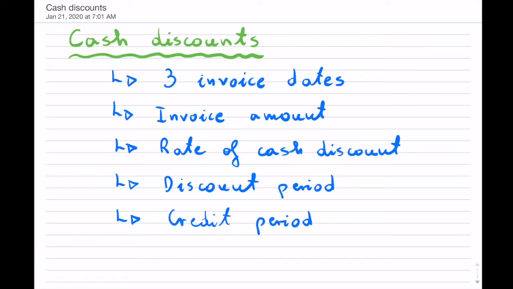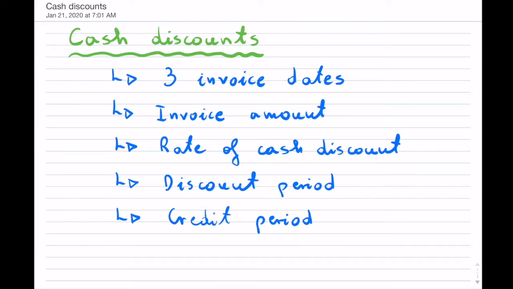Cash discounts. In cash discounts, what happens is that it is nothing else but a discount that is applied to an invoice that a company, or maybe you, have to pay as a business. Now, with cash discounts, there are basically three invoice dates that you will run into, and I will explain those invoice dates and what they actually mean.